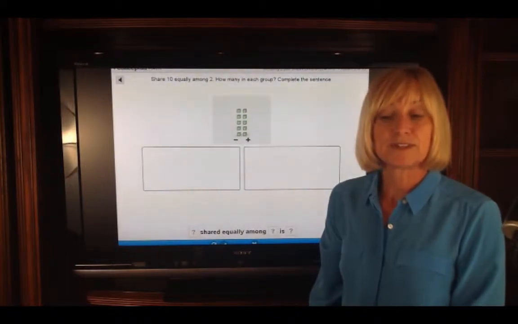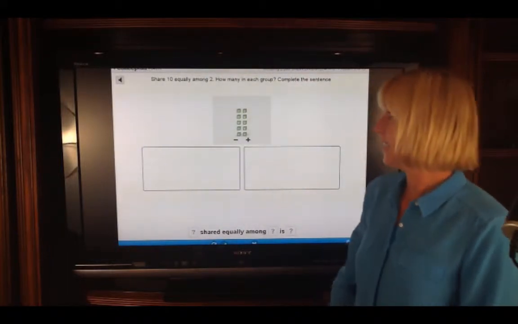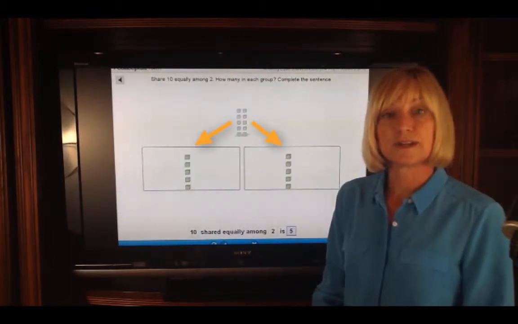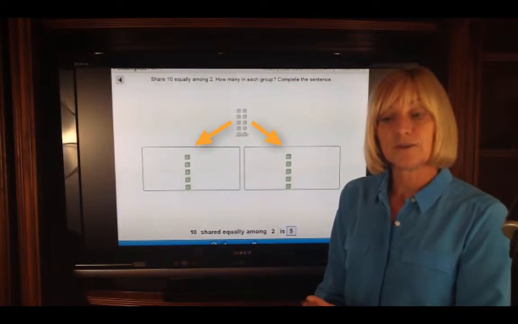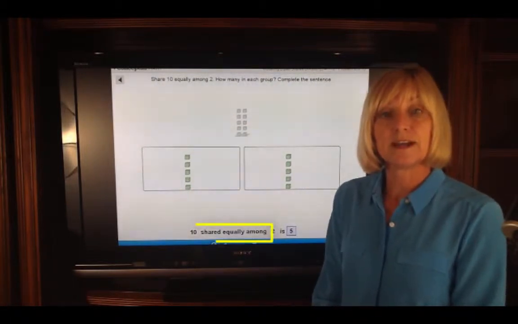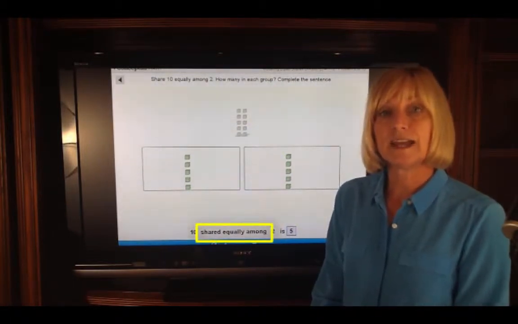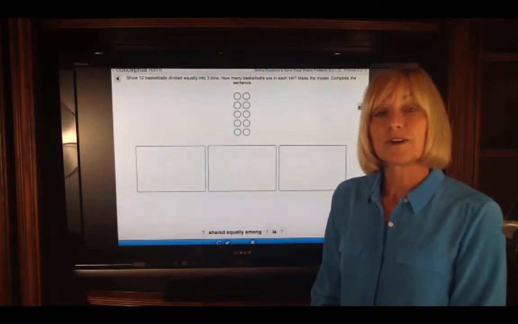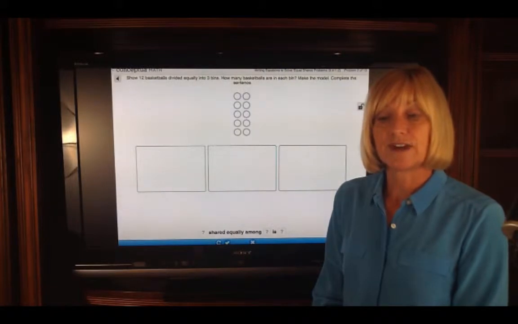So they begin with a starting value. In this case, they have 10 blocks. They separate the blocks into two groups. And we use language in the form of a phrase, shared equally among, for them to understand the model and conceptually understand division. They move on to where they're going to be creating the starting value themselves.